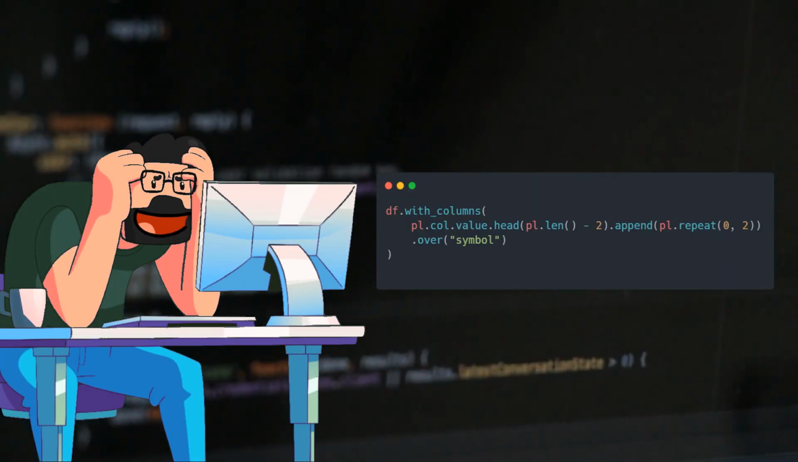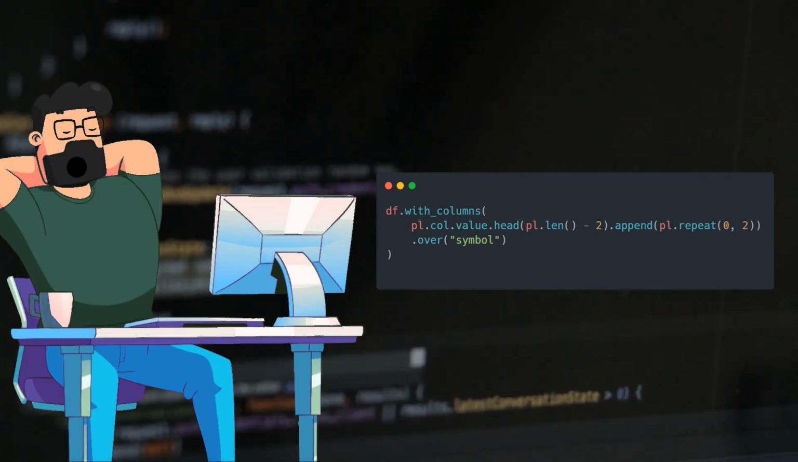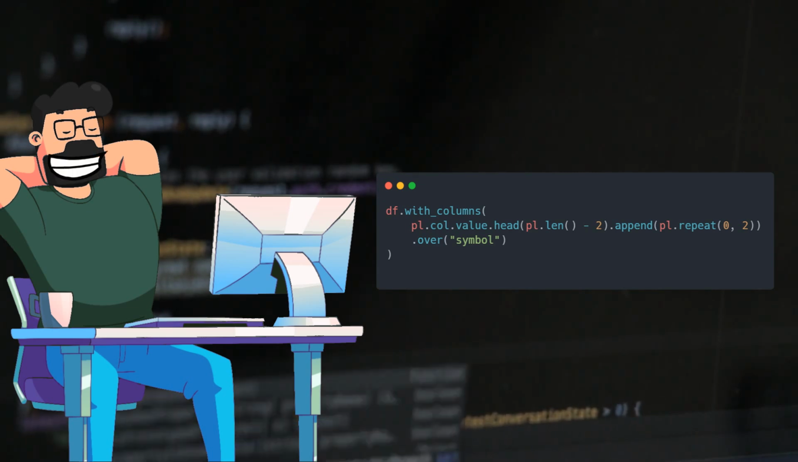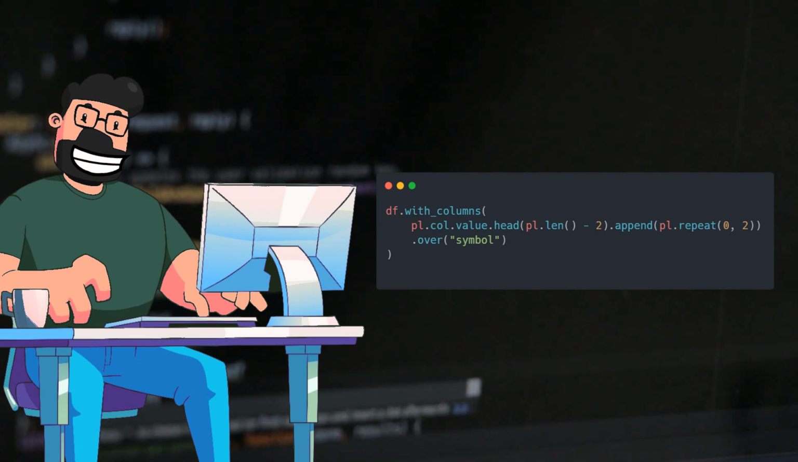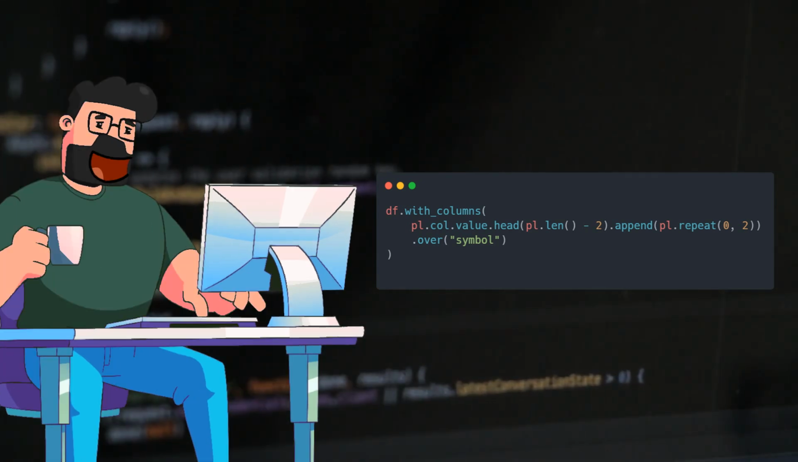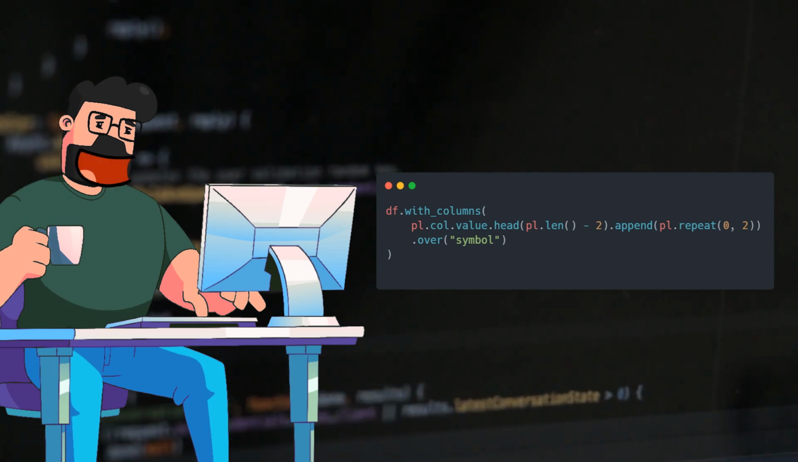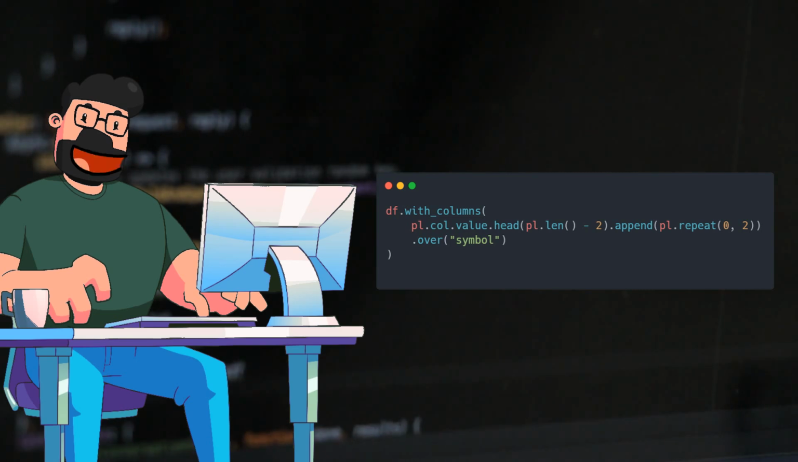Now, let's dive into the solution. The first step involves using the head function along with len to exclude the last two rows from the data frame, followed by appending two zeros to the excluded values. By grouping this operation over the symbol column, we can effectively replace the last two values with zeros in each group. This method provides a straightforward and concise way to achieve the desired result.